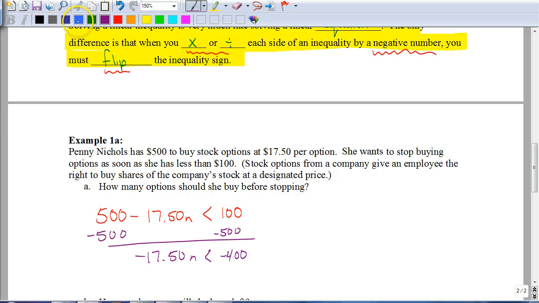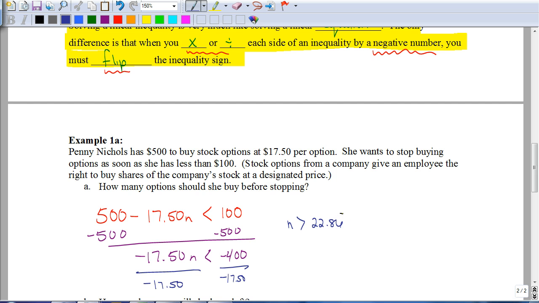Now you can see that when I divide both sides by negative 1750, since we divide by a negative, that symbol has to flip to be a greater than. And negative 400 divided by negative 17.5 gives me 22.86 as my answer.